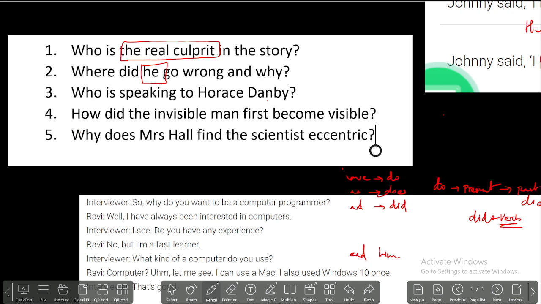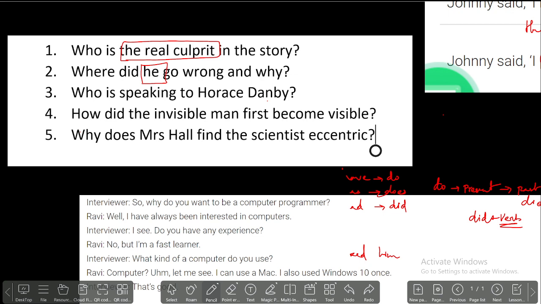And the next, why does Mrs. Hall find the scientist eccentric? Eccentric means strange. Why did she feel that he is an eccentric scientist? Because from the very beginning itself we came to know about it. In the winter season no stranger will come to reside in any inn, but he came there, and even paid the rent in advance.